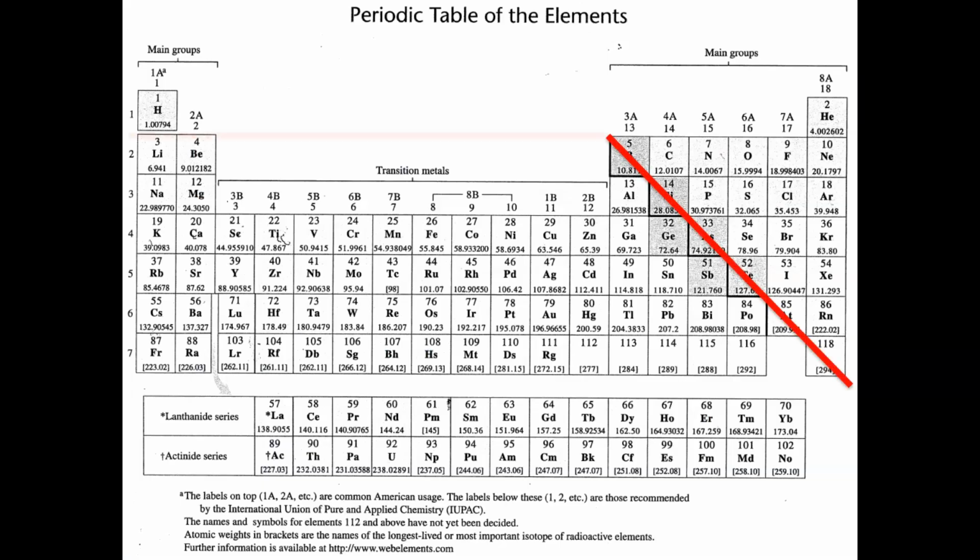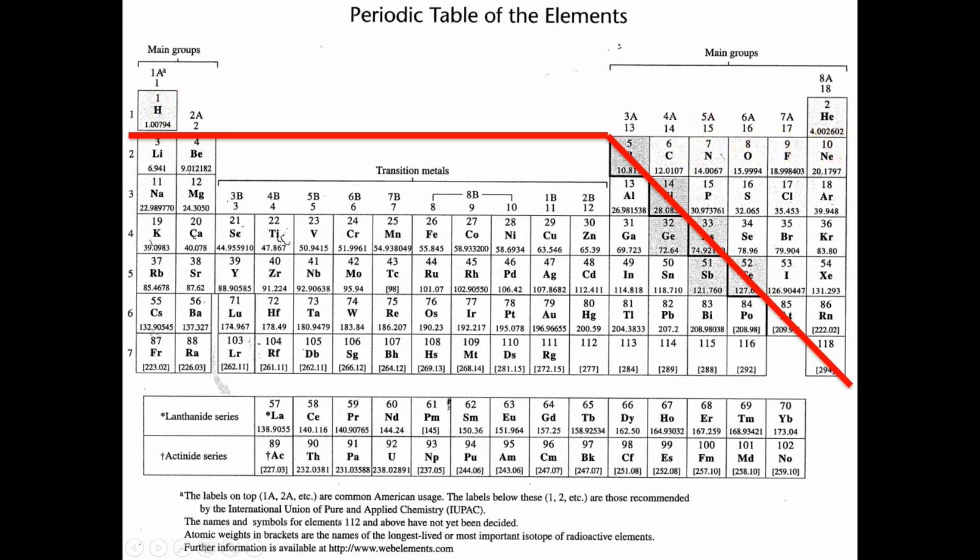Just as a reminder of where we find metals and nonmetals on the periodic table, the metals are going to be everything to the southwest of this red line that I've drawn here. So everything in here: groups 1 and 2 excluding hydrogen, all the transition metals, all of the inner transition metals, and then some metals down here like tin and lead. These are all metals. Everything to the upper right, the northeast of this line, plus hydrogen, is a nonmetal.